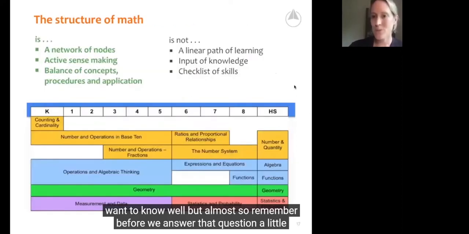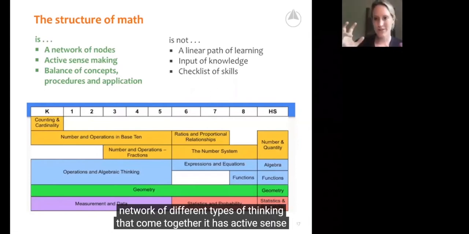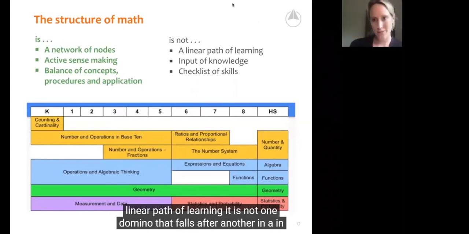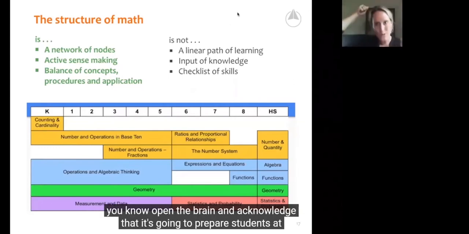Well, let's also remember, before we answer that question, a little bit more about the structure of math. As this problem showed us, math is really a network of different types of thinking that come together. It is active sense making, and it is a balance of concepts, procedures, and application. It is not a linear path of learning. It is not one domino that falls after another in a perfect line. It is also not just an input of knowledge.